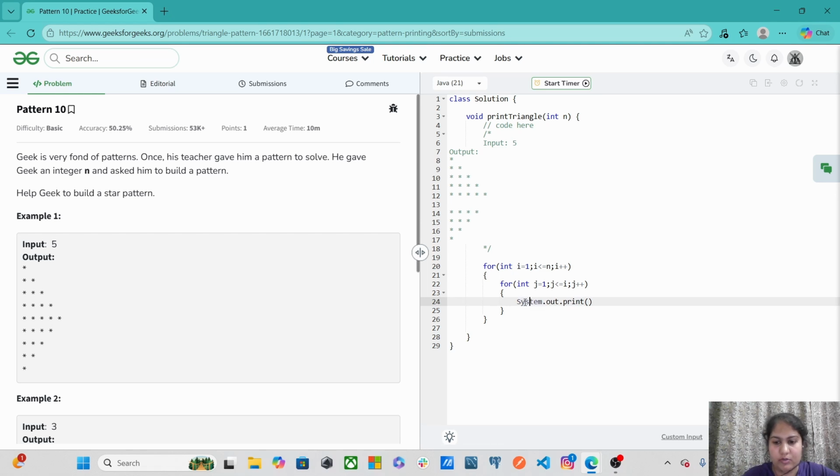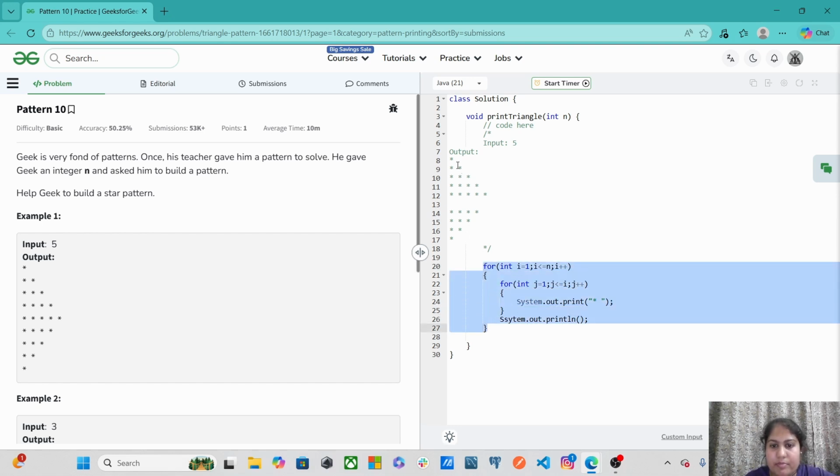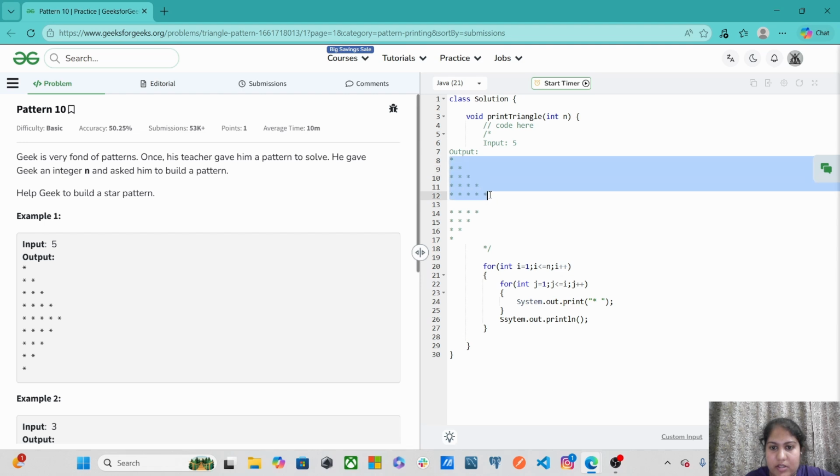from 1 to the number of rows, and we are printing our star with a gap because here there is a gap. At last we are simply changing our row, or moving to the next line, using system.out.println. What will this do? It will print the first half, the upper left angle triangle.